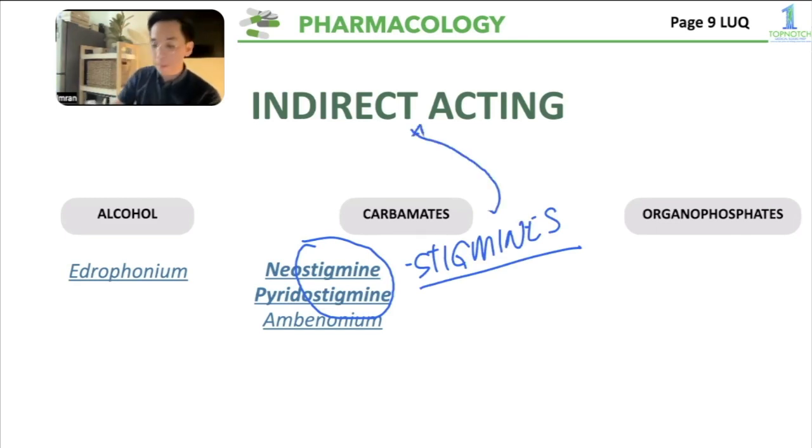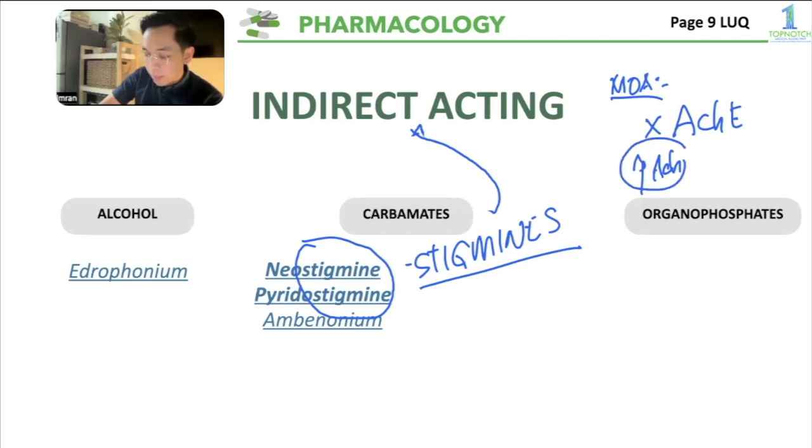O, balik tayo sa mechanism of action. What is the mechanism of action of your indirect acting? It inhibits what? Acetylcholinesterase. And when you inhibit acetylcholinesterase, ang nangyayari, tataas or bababa level ng acetylcholine? Tataas kasi walang nagde-degrade sa kanya. Hence, more parasympathetic reaction or more cholinergic reaction. Nagigets ba yon? Okay, so that is for your carbamates.